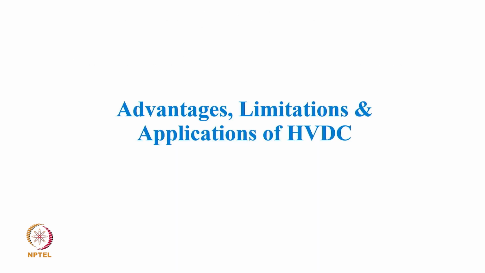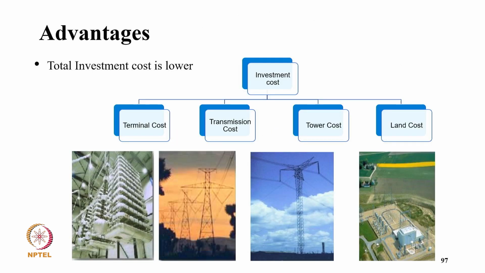Now coming to advantages, limitations and applications of the HVDC system. The advantage: total investment cost is lower. Investment cost consists of terminal cost, transmission cost, tower cost, and land cost, which are shown here: how the terminal looks, how the transmission line looks, how the tower looks, and how the land looks.